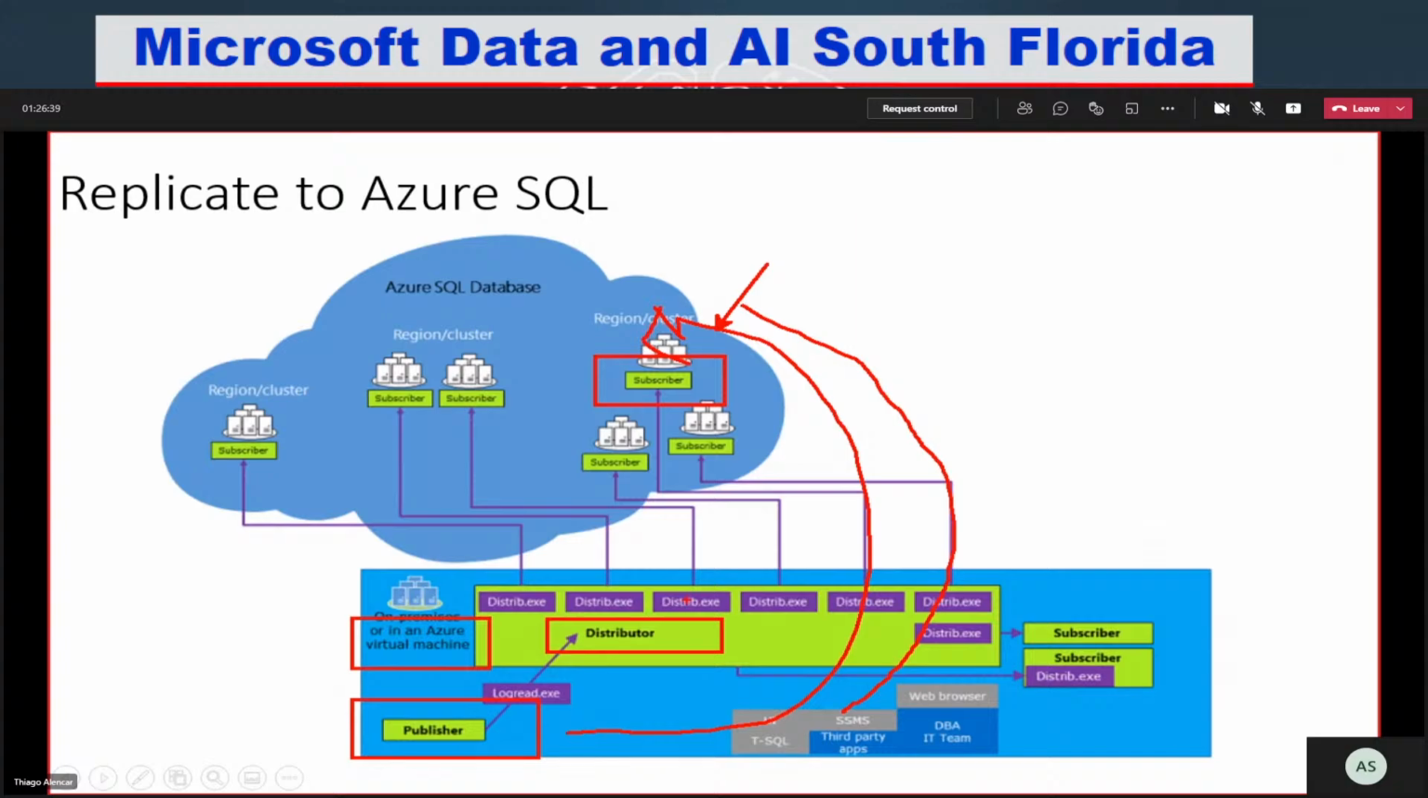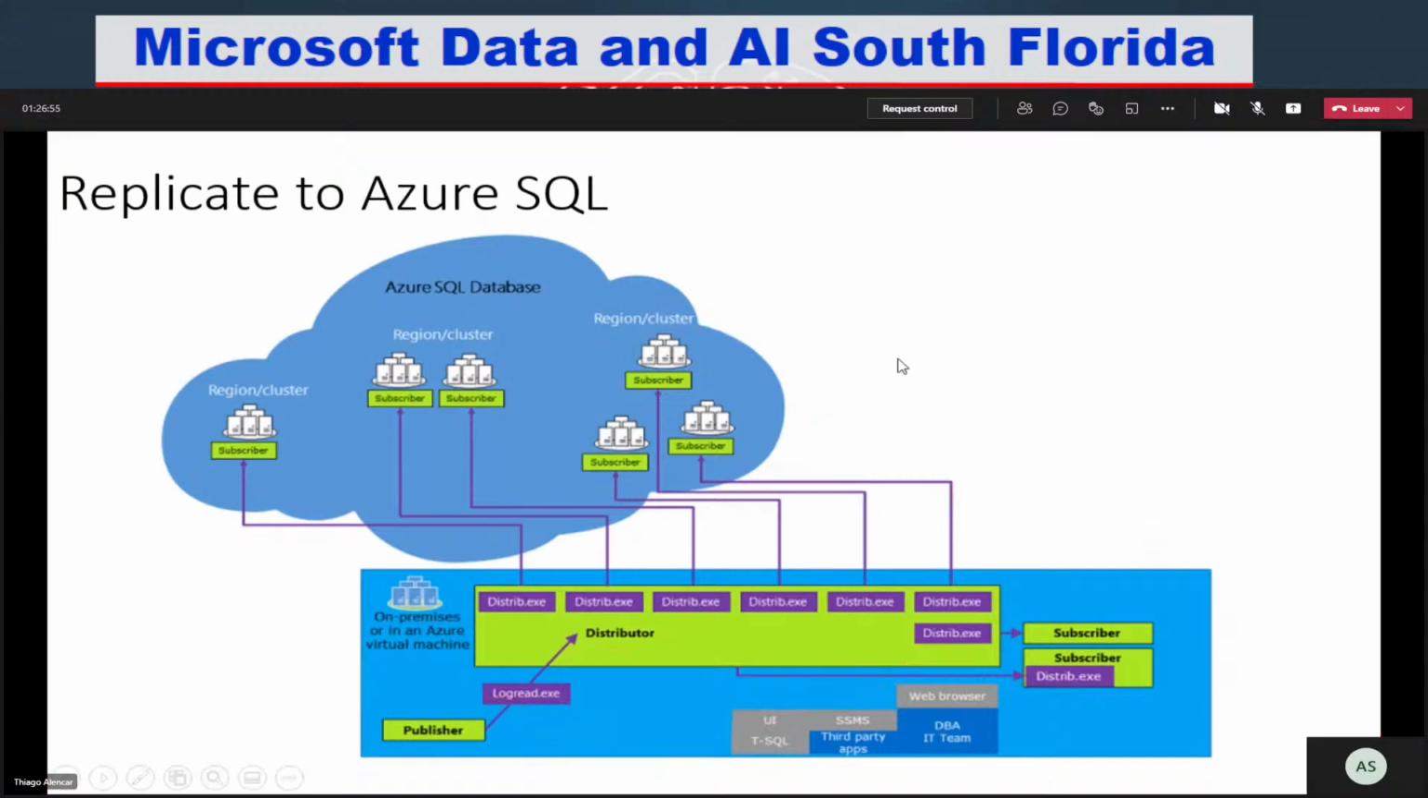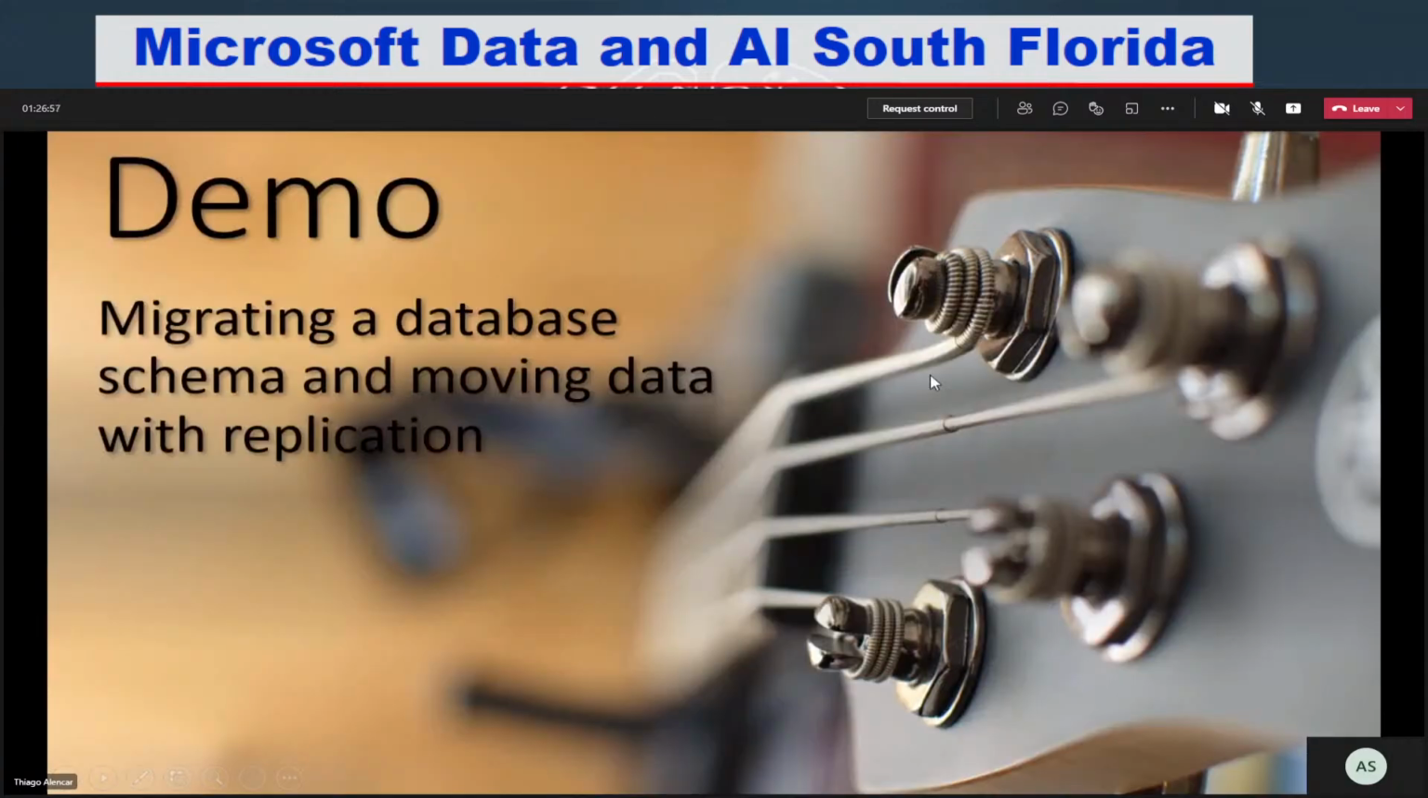Basically, this is how classic replication might work in an on-premises environment. We cannot have a pull subscription type just because we cannot have access to the operating system when SQL Server runs on Azure. That's the answer to the question. So now I want to show you how to migrate a database and move data by using replication.